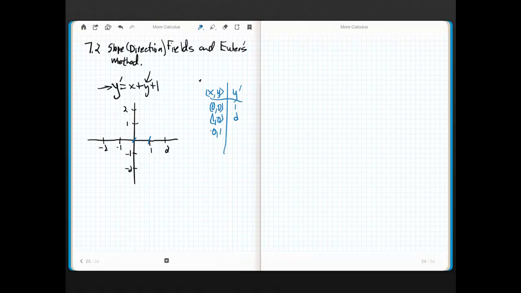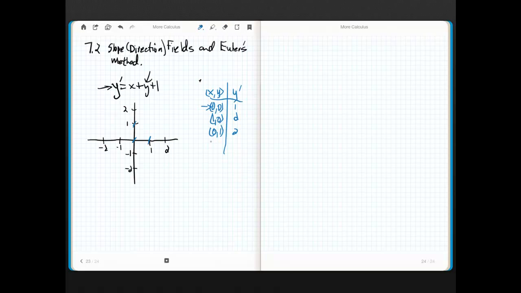If I stick 0, 1 in, let's see what happens. You just stick, wherever you see an x, put a 0, and wherever you see a y, put a 1. So I get 2. At 0, 1, I end up with the same slope of 2.